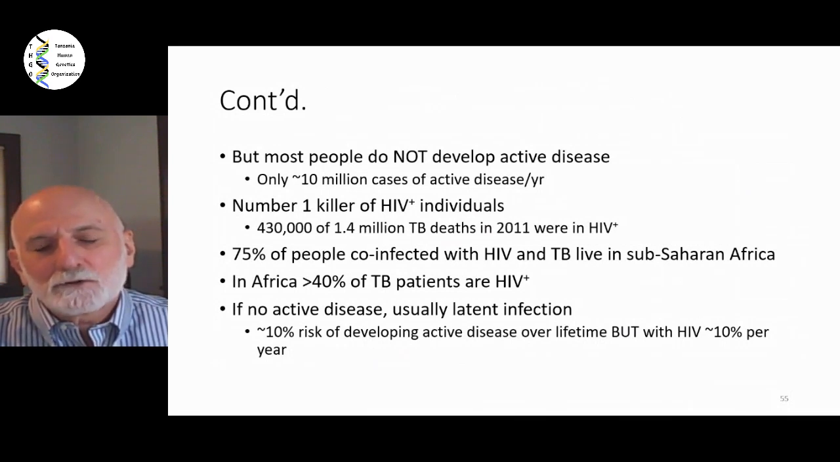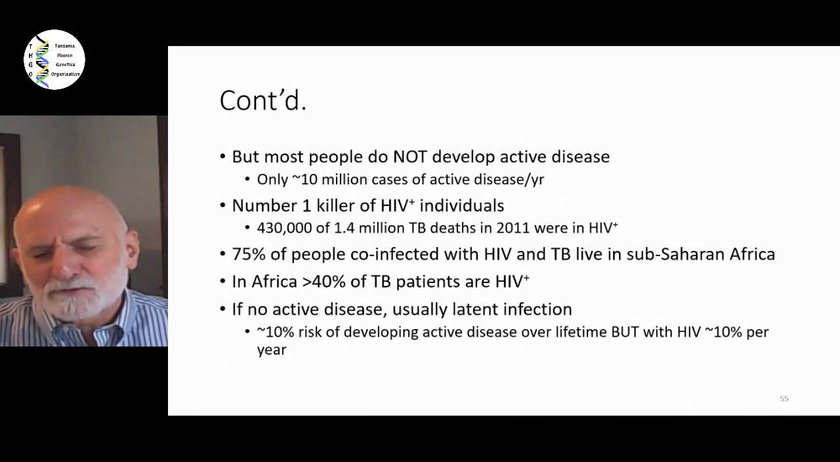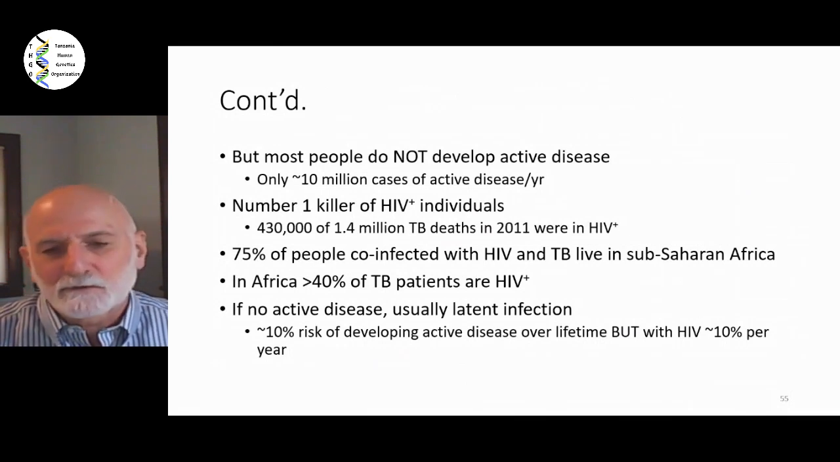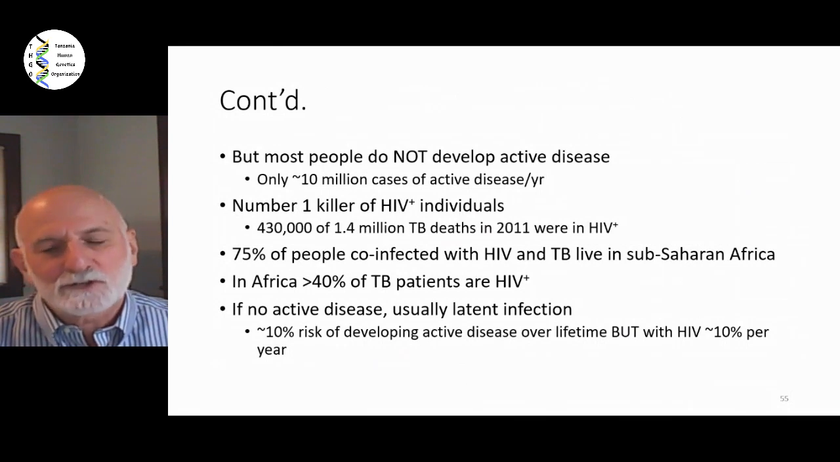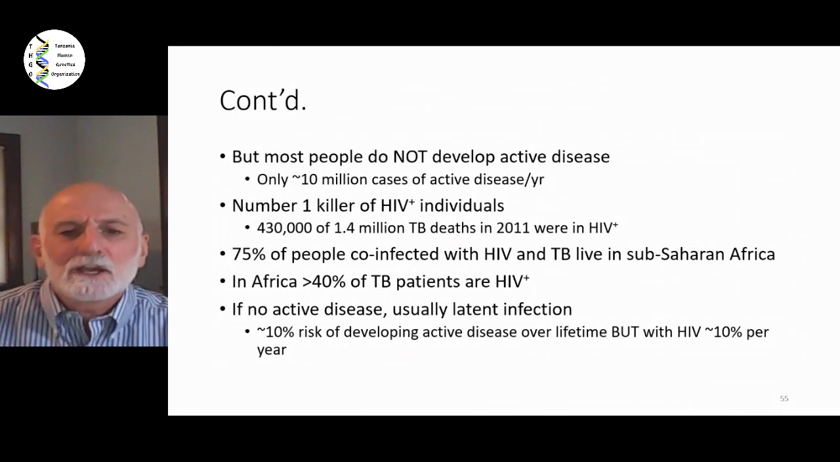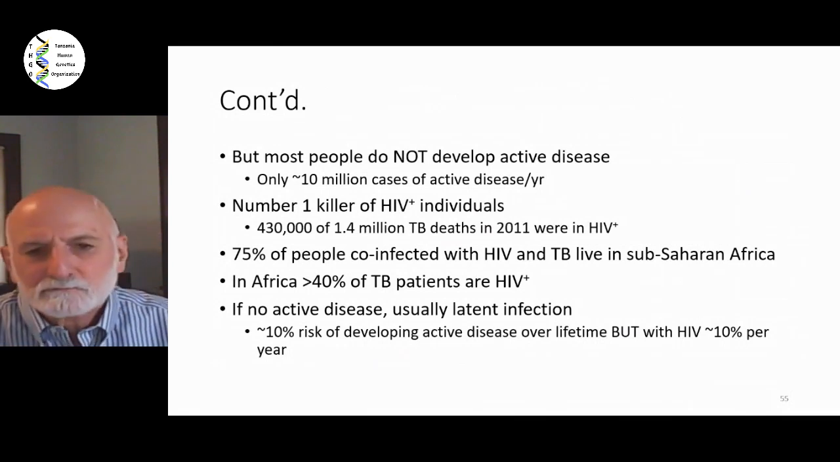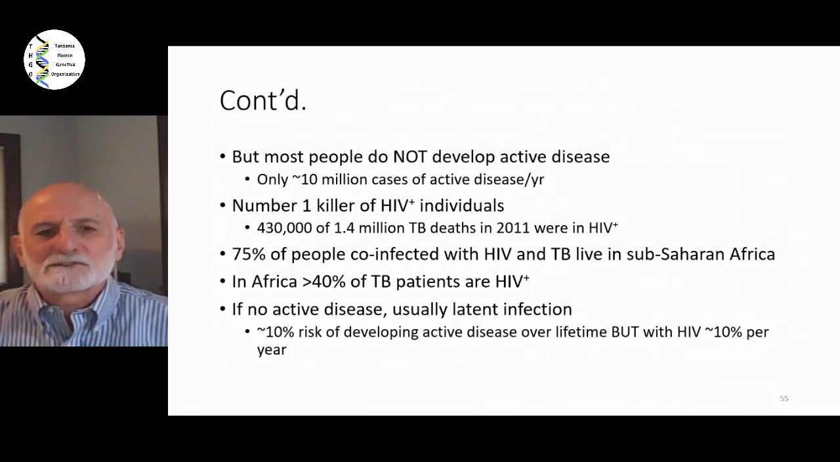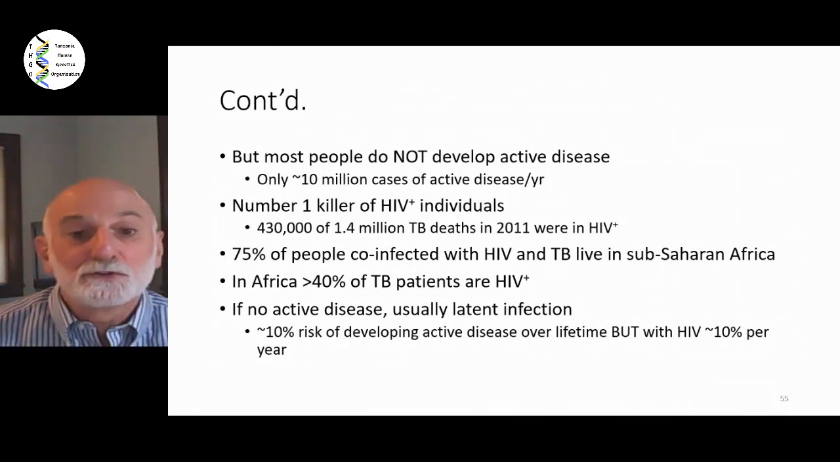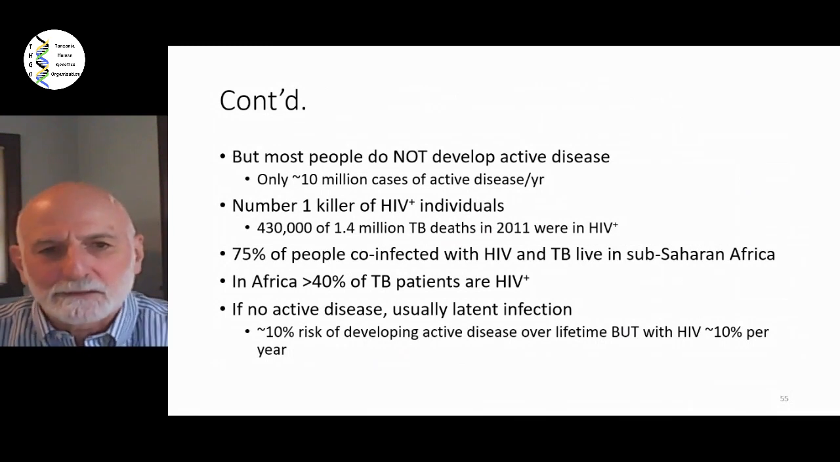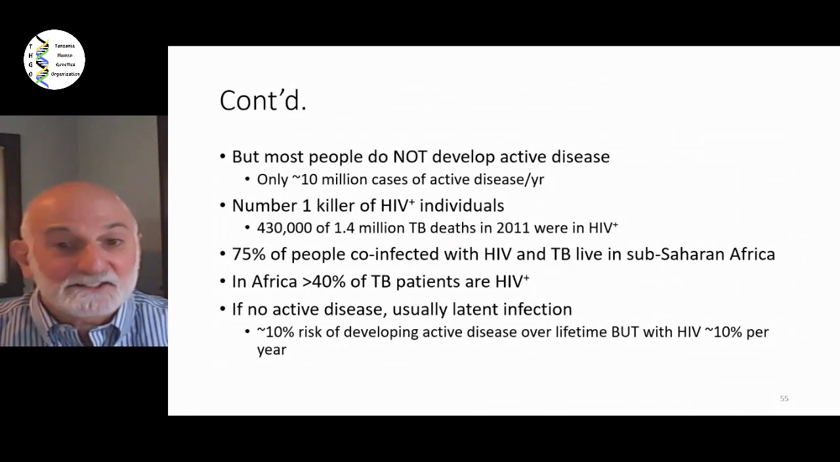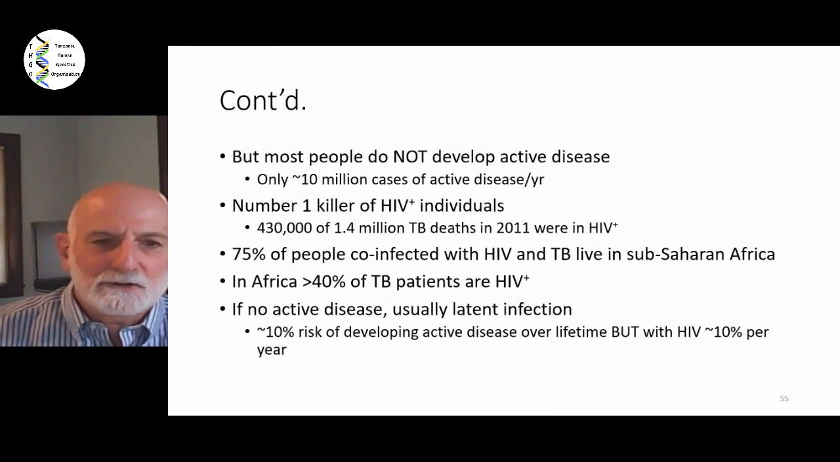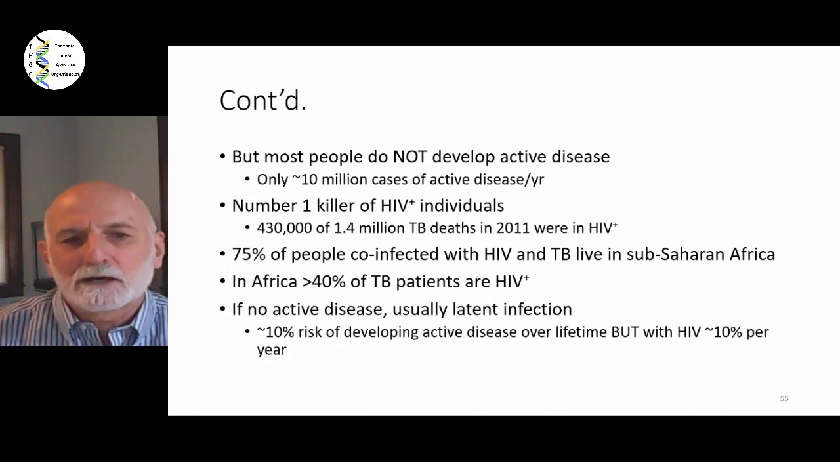So if you're infected and you're HIV negative, there's about a 10% risk over the course of your entire lifetime of developing active tuberculosis, whereas if you're HIV positive, it's more like 10% per year. So there's a huge disparity in people who are immunocompromised. It's extremely relevant in terms of what's ongoing in sub-Saharan Africa, where there's this dual epidemic. But that said, most people who are not immunocompromised are going to be protected.